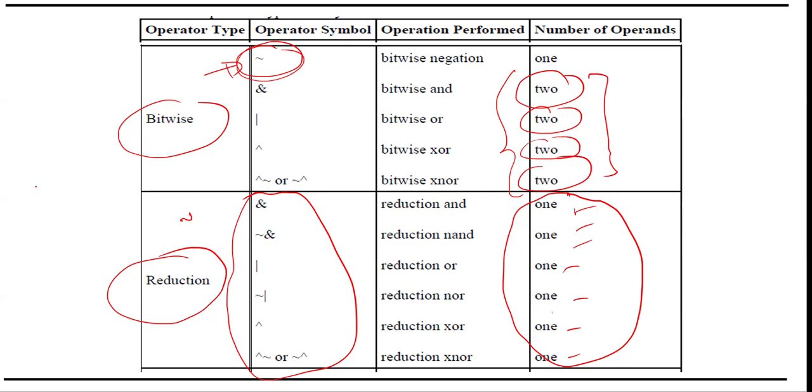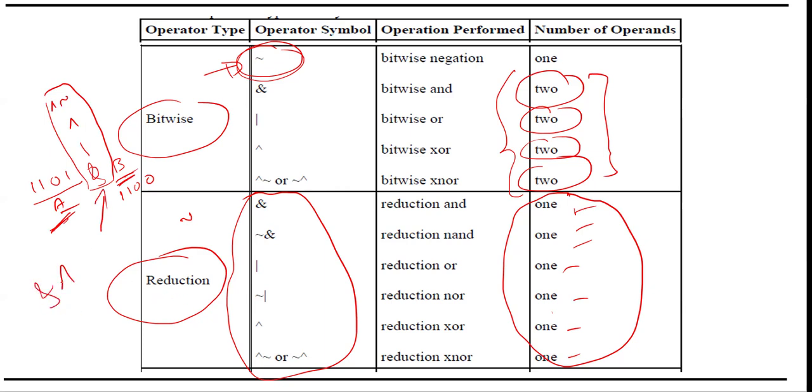Bitwise, what it does is, as I told, it has two operands. Let's say this is A, and we have B, and here you perform maybe AND, maybe OR, maybe XOR, maybe XNOR. That's how A and B will be here. Whereas in the case of reduction, you will not have A and B in between the operator. No, only one side, first the operator and then the operand. So if that is there, that is a reduction operator. Is that clear?